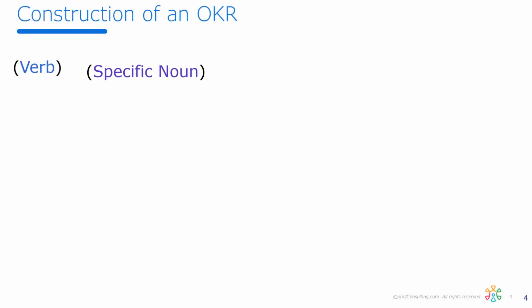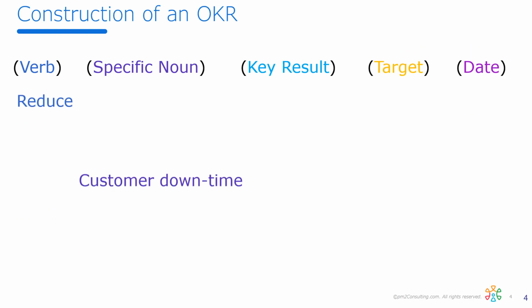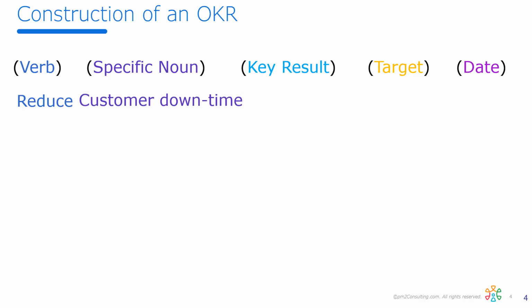Well, basically it's just a verb, a specific noun, the key result, the target, and date. So say, for example, we're running a call center and our objective is to reduce customer downtime, right? They're going to call us if they've got a problem with their application. So the key result as measured by would be call to closure cycle time. So if you follow the colors, right, the verb is reduce, the specific noun is customer downtime.